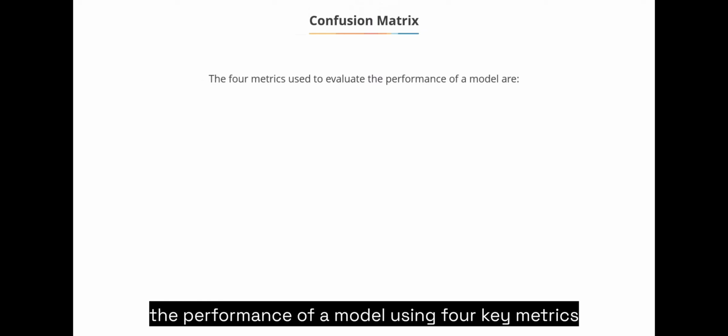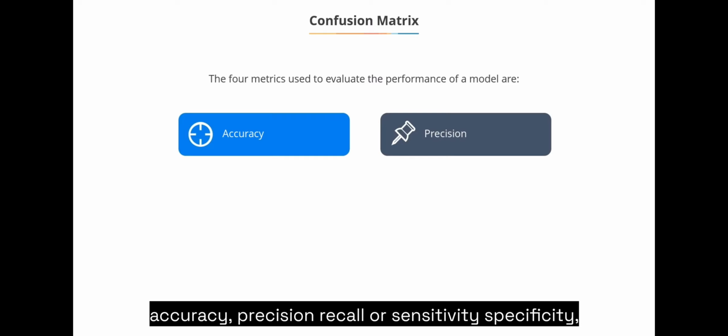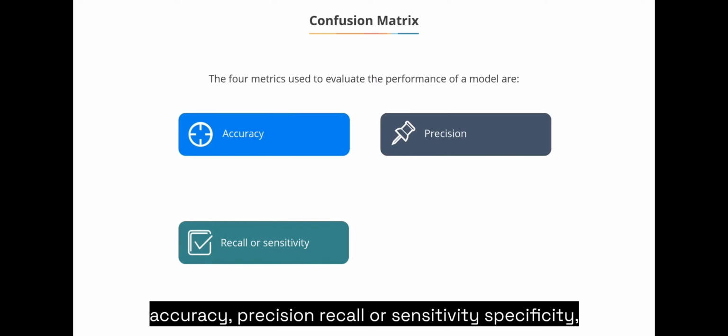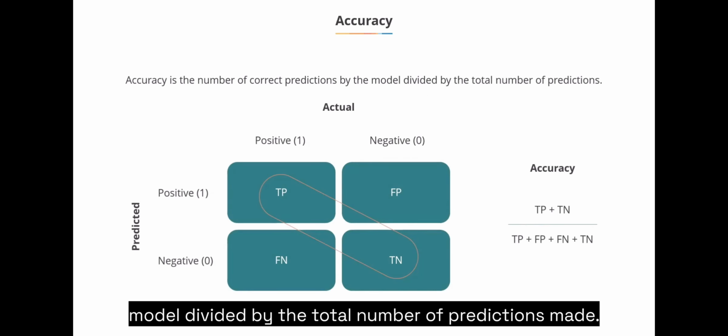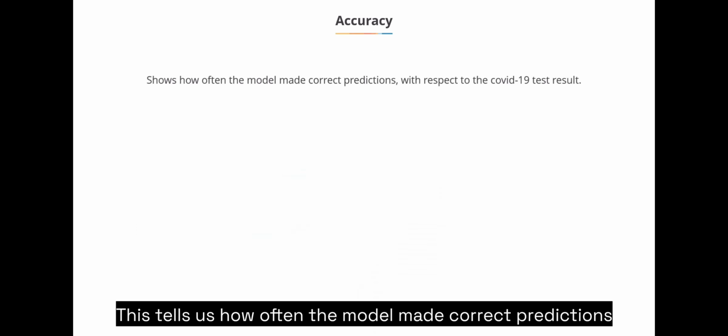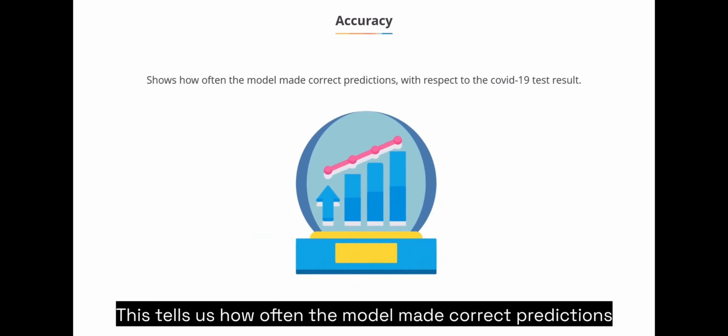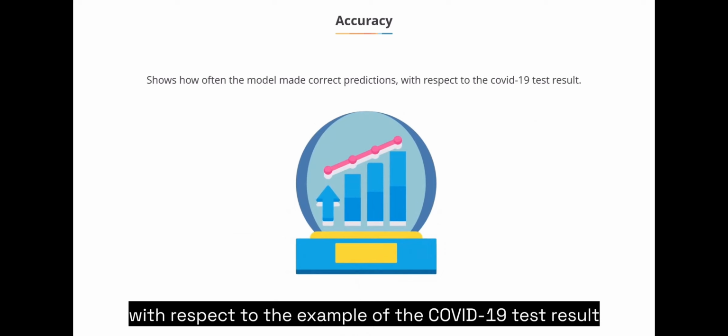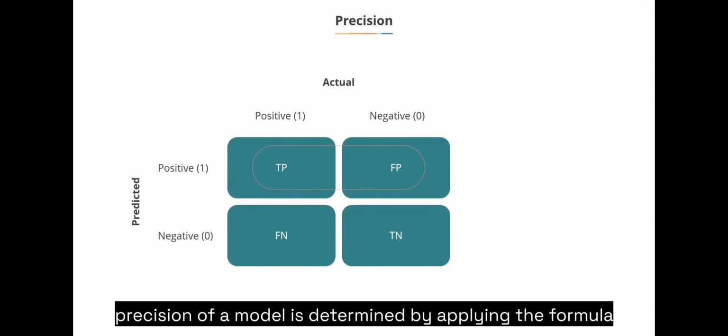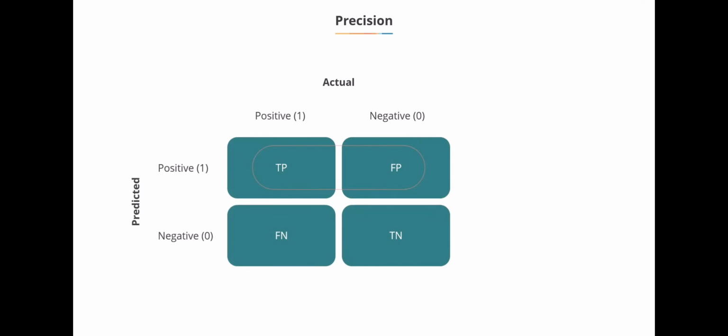A confusion matrix can be used to evaluate the performance of a model using 4 key metrics: accuracy, precision, recall or sensitivity, and specificity. Accuracy. Accuracy is the number of correct predictions made by the model divided by the total number of predictions made. This tells us how often the model made correct predictions with respect to the example of the COVID-19 test result.